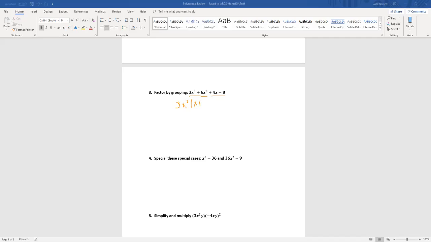Now let's check this to make sure we did this correctly. All I'm going to do now is just distribute that 3x squared to make sure it's the same as before. Well, 3x squared times x does give me 3x cubed, and then 3x squared times positive 2 does give me positive 6x squared. So we're good there. And now if I look at these second 2 terms, I can see that 4 factors out. And that will also leave me an x plus 2.